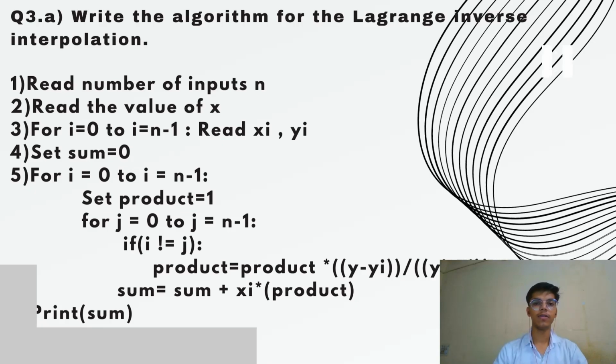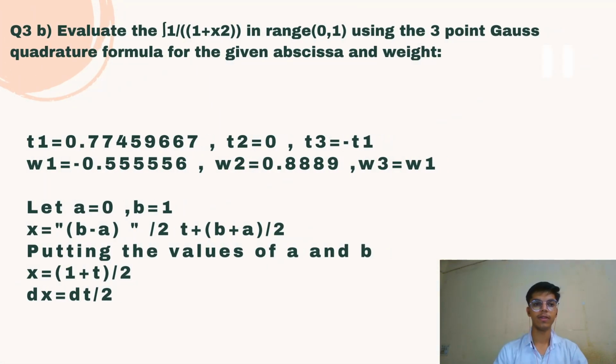So that's the algorithm for Lagrange inverse interpolation. Now in the next question we have to evaluate the integration of 1 divided by 1 plus x square in the range 0 to 1 using the 3-point Gauss quadrature formula for the given abscissa and weight.